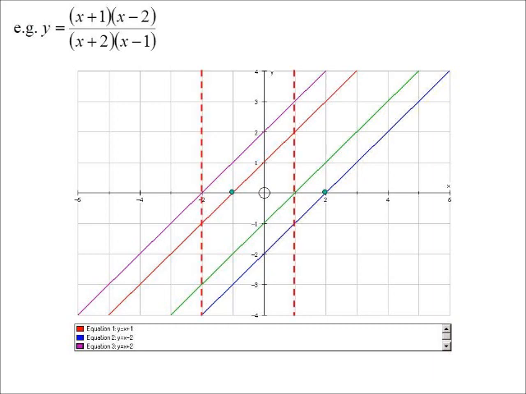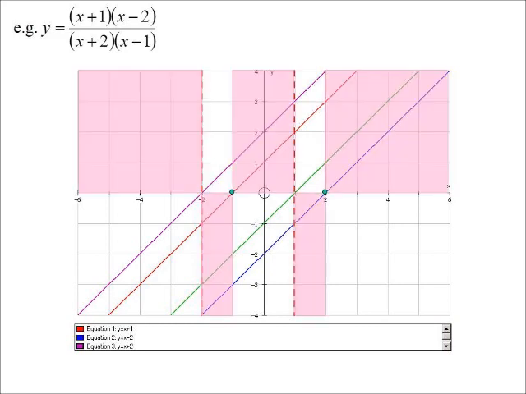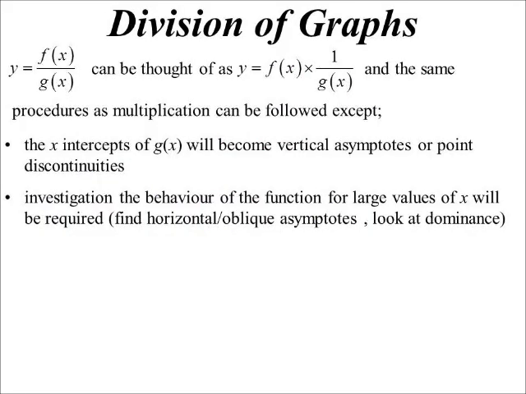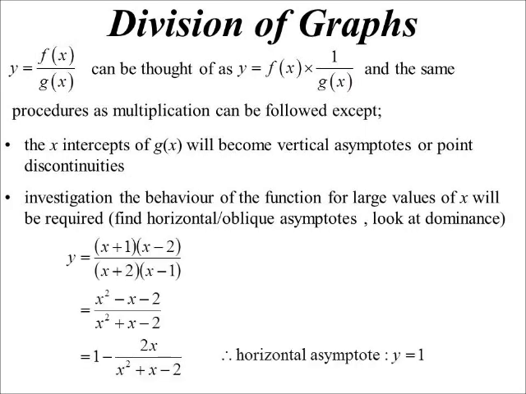Let's work out the regions. Negative times negative times negative times negative, it's positive. Positive times negative times negative times negative, and so on. 1 stays at 1. Now, some sort of investigation will be required for horizontal and oblique asymptotes. That idea I talked about, dominance when you're multiplying things together. In our case, I can go back to that idea of polynomial division we saw before. Aha, horizontal asymptote at 1 when I do my division.